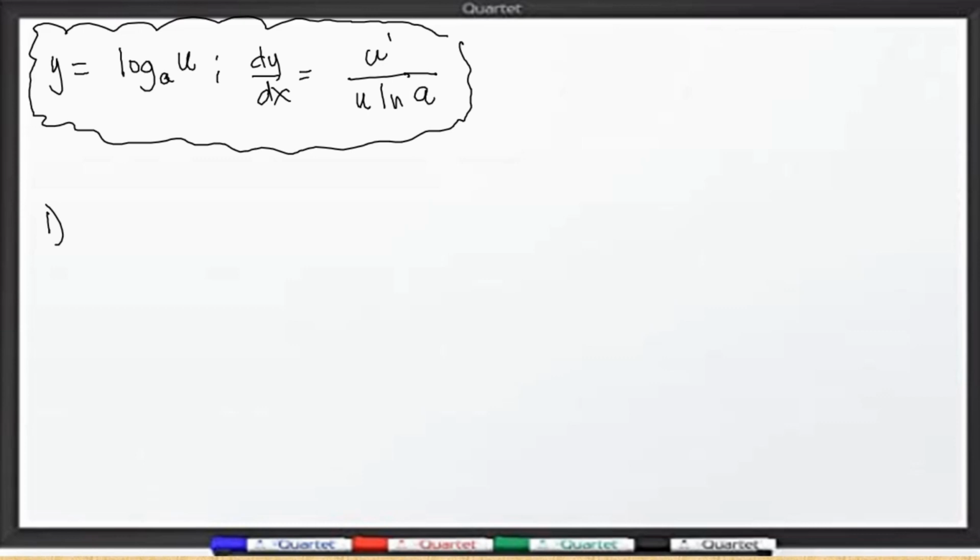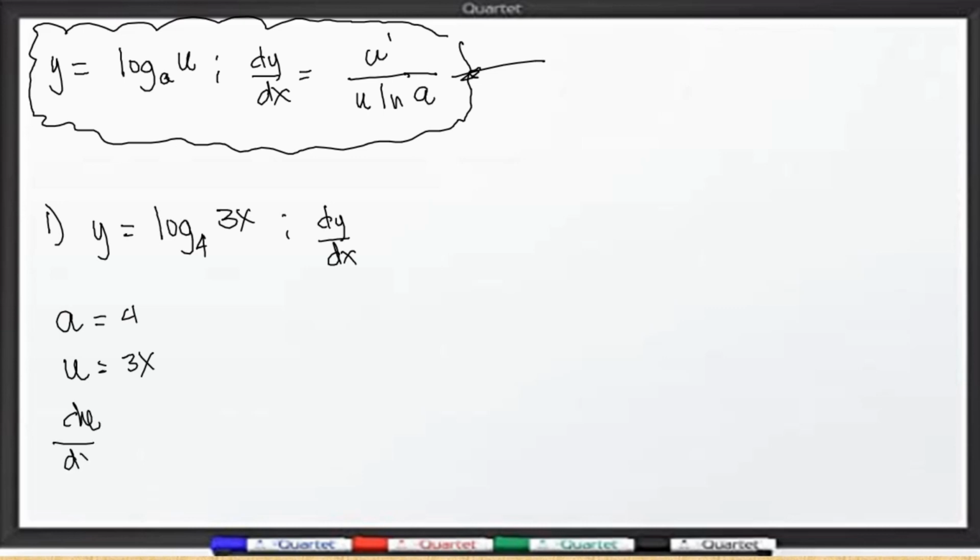Example number 1. What if we have y is equal to the logarithm of 3x to the base 4? What is our dy over dx? Okay, ganun pa rin. Basically, ito po yung pag-aanohan natin na equation. U prime over u ln of a. Let us identify what is a. A is equal to 4. What is u? U is equal to 3x. And what is du over dx? That will be equal to 3.